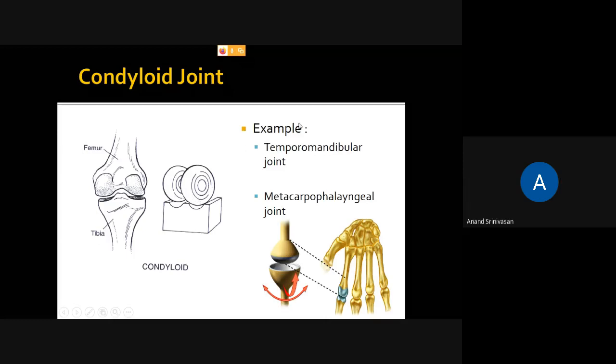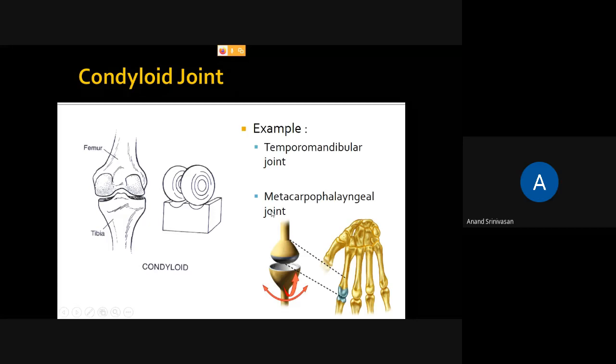This is present in the temporomandibular joint. Where is this present? Mandibular, you already know, mandible is the lower jaw, and the temporal bone is in front of the ear. Between them there is the temporomandibular joint. Whenever you open and close the mouth, you can feel it on your side in front of your ears. If you keep your hand and open and close your mouth, you can feel the temporomandibular joint.